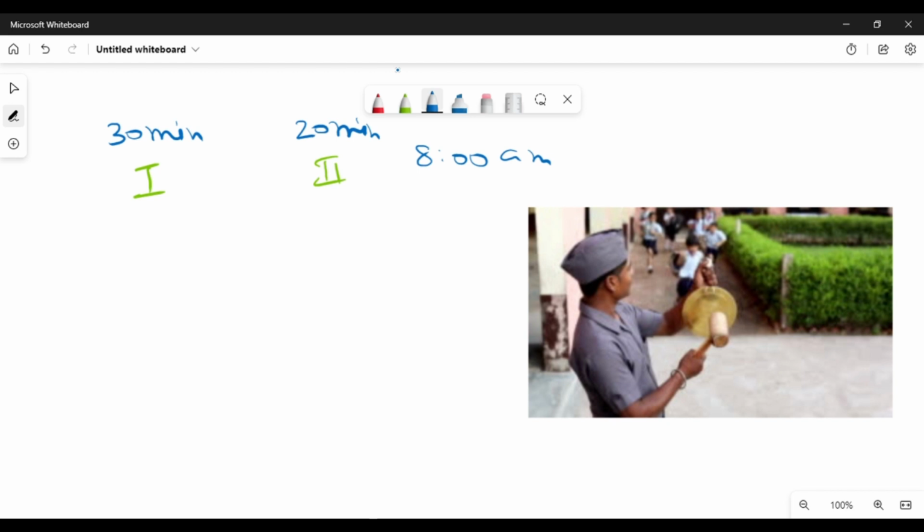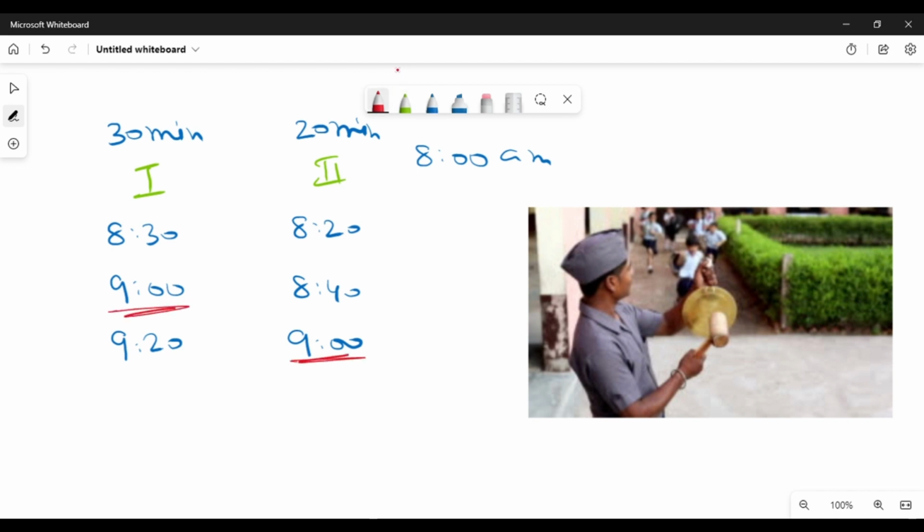For the first school, the next bell will ring at 8:30, and for the other school the bell will ring at 8:20, and for this school the next bell will ring at 9, and for the other school the next bell will ring at 8:40. For this school the next bell will ring at 9:20, and for this school the next bell will ring at 9. So it is very clear, the next bell will ring together at 9. After 1 hour, they'll ring together. Clear?